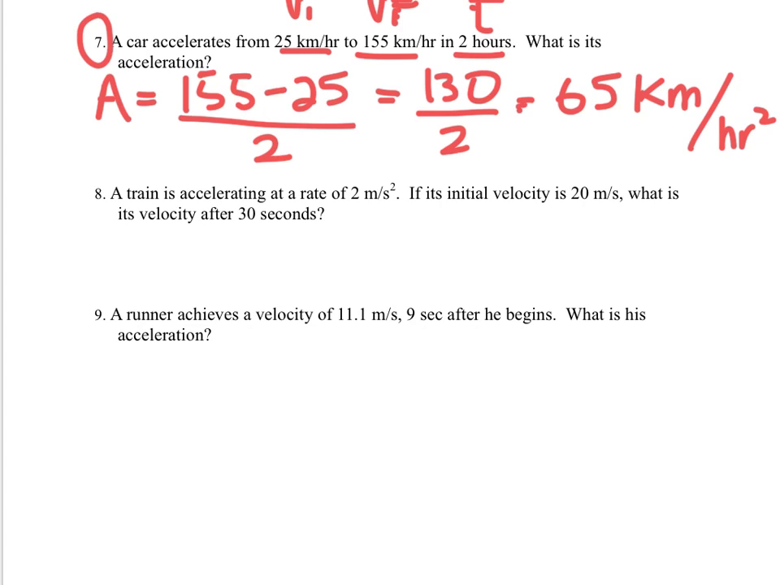Simple. So basically, what does this mean? It means that every hour, for 2 hours, the speed increased by 65 kilometers per hour. Every hour. Let's go to number 8.